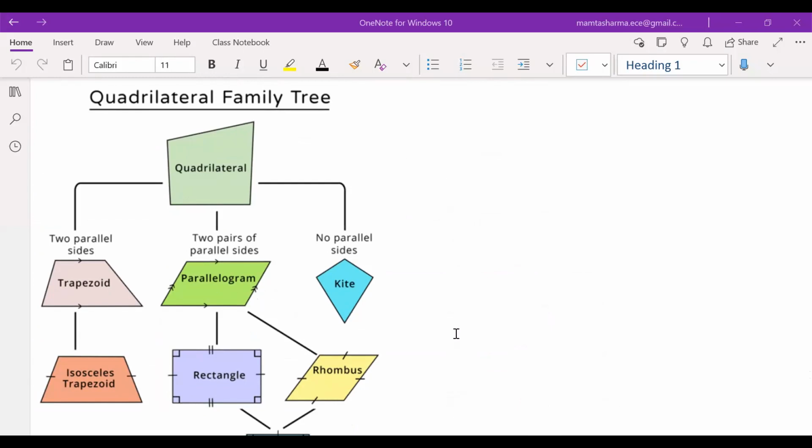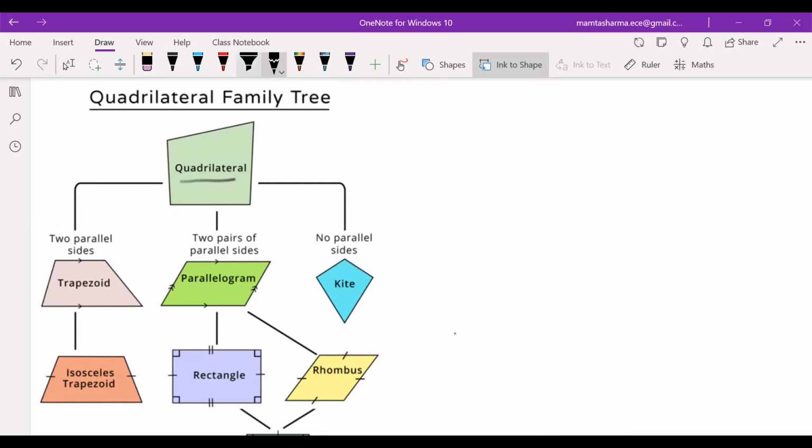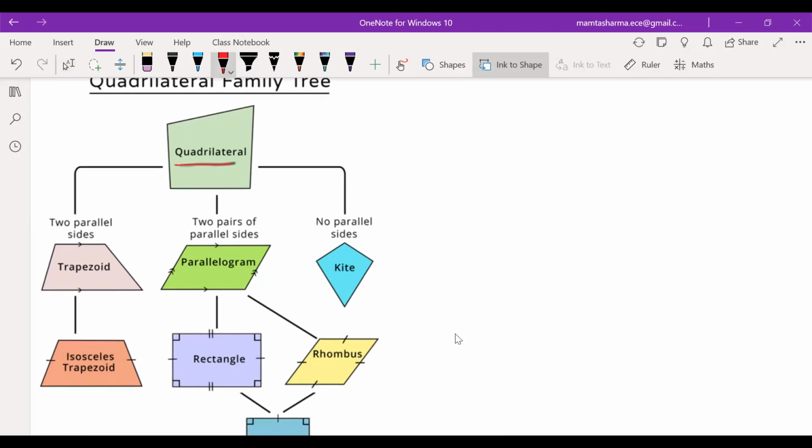In this chapter we are learning what a quadrilateral is. A quadrilateral simply means a shape which has four sides. We are not talking about any angles or parallel sides. Now, quadrilaterals are divided into three types: trapezoid, parallelogram, and kite, according to the number of parallel sides.